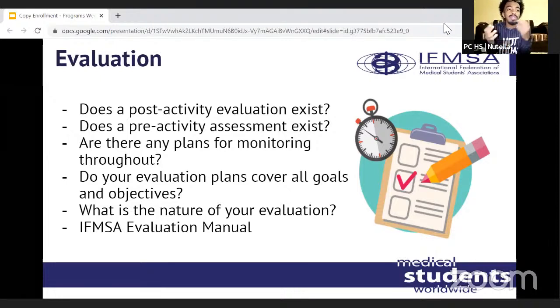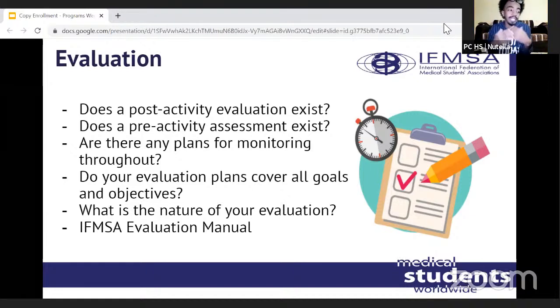So when it comes to evaluation, you need to think of a couple of questions. First of all, does a post-activity evaluation even exist? Which means after your activity is over, are you going to conduct an evaluation of all the indicators of success, all the things that took place, all the processes or actions that have been included in the activity? Are they going to be evaluated or not?